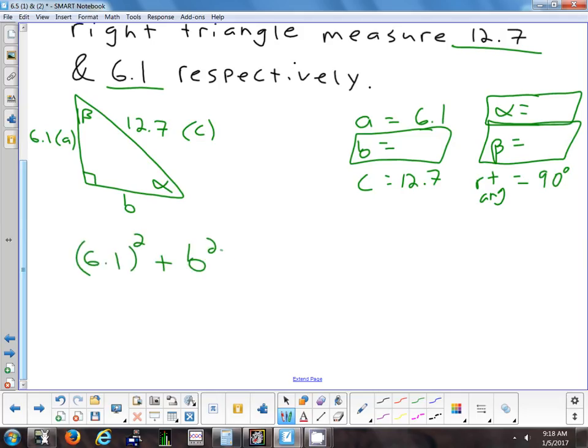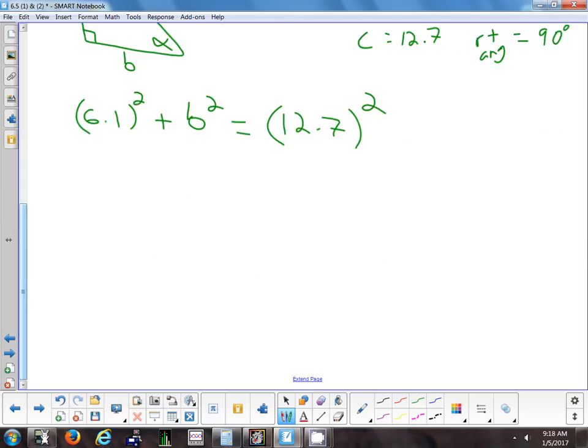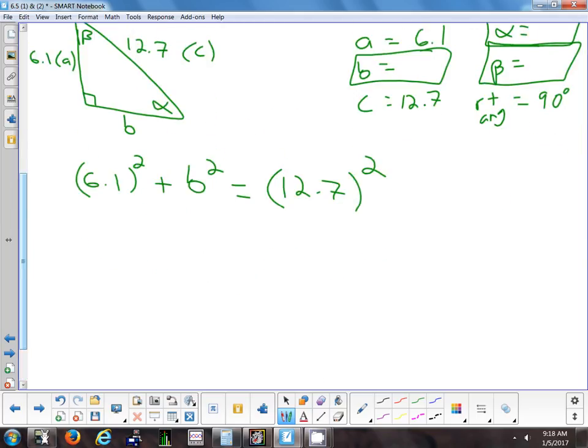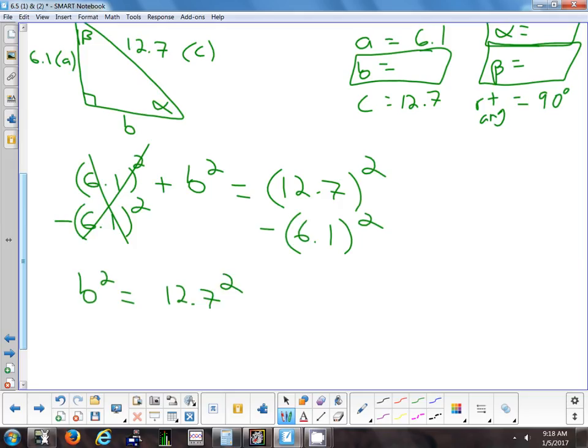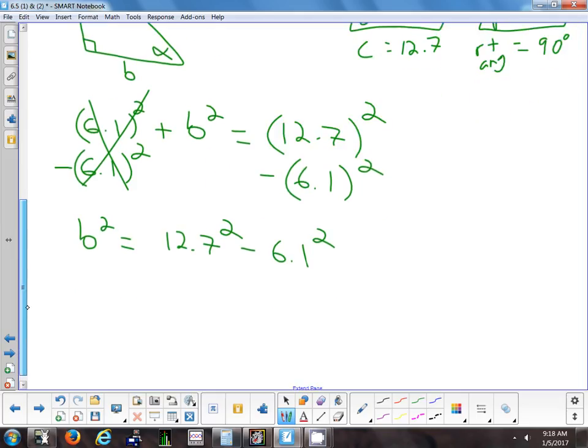So a squared plus b squared equals c squared. Okay, I'm not even going to do these numbers out yet. I'm just going to solve it the way it is. So how would I move 6.1 squared to the other side? Subtract it. If you want to do it out, you can, but I'm going to hold off on it for now. So I get b squared equals 12.7 squared minus the 6.1 squared, but that's equal to b squared. So what's my last step to get b? Yeah, take the square root of all of that.